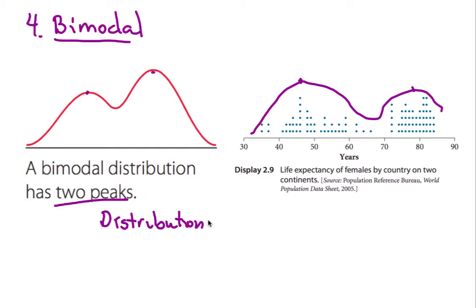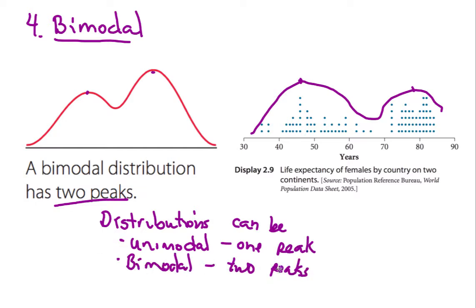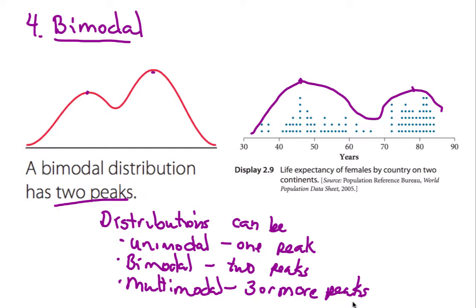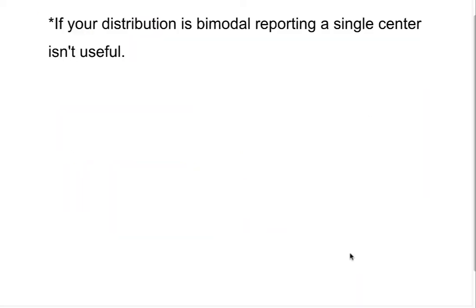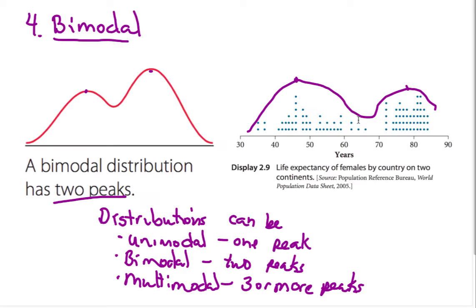So we could say distributions can be unimodal with one peak, bimodal with two peaks. And when they have more than two peaks, we kind of lump them together and say multimodal. If a distribution is bimodal, reporting a single center isn't enough information because we have two main areas in which our data is centered. And our single center would be in between these two humps.